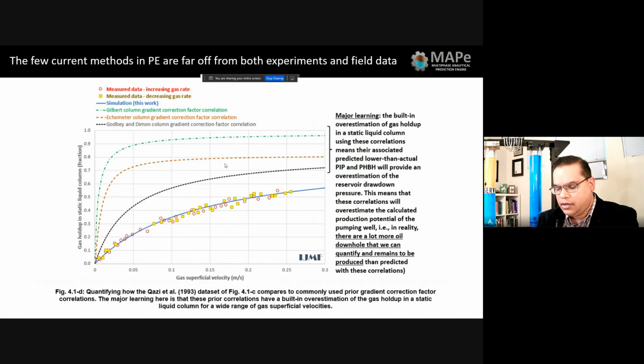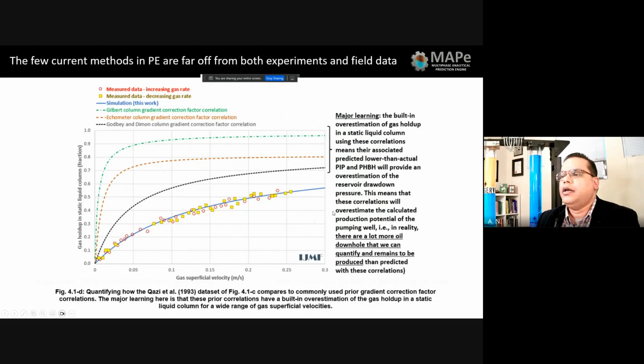You're overestimating the production potential of the well. Your bottomhole pressures are artificially low. So you are saying that this well is actually more productive than it is. And that means you're leaving a lot of oil in the ground, right? So it has significant implications to your understanding of these systems. And this is just one experiment. There's several experiments in this original paper, right?